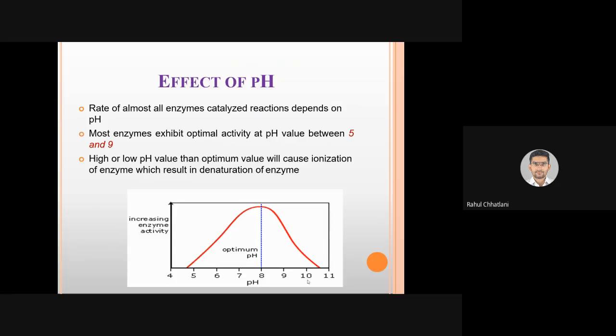So effect of pH: the rate of almost all enzyme catalyzed reactions depends on pH. Most enzymes exhibit optimal activity at pH values between 5 and 9. Yes, so between 5 and 9 all the normal activities will happen. High or low pH values than the optimum value can cause ionization of the enzyme, which results in denaturation of the enzyme. Say for example an enzyme has a structure capable of working at pH 6 to 7. If you turn it lower or higher than that, what will happen? It will die because it will be denatured.